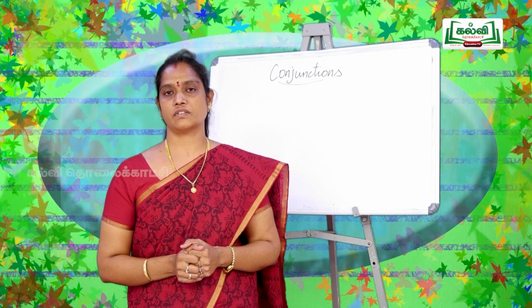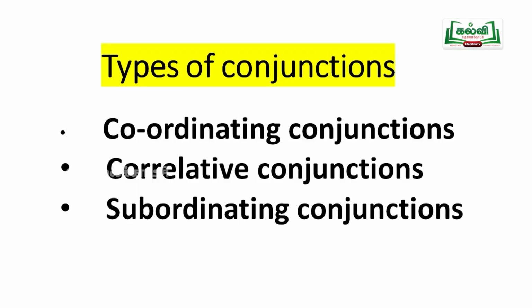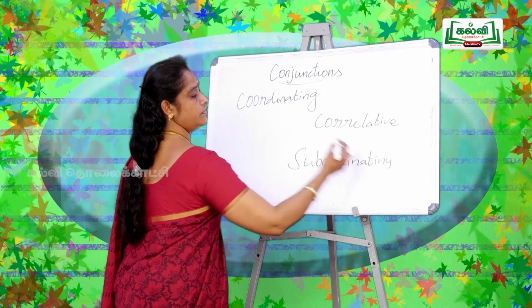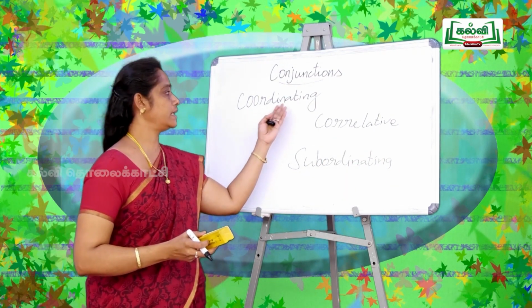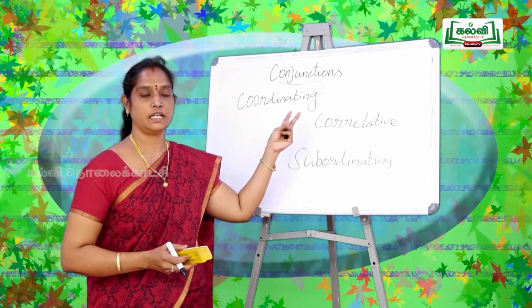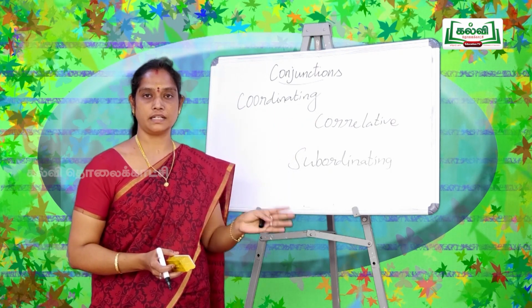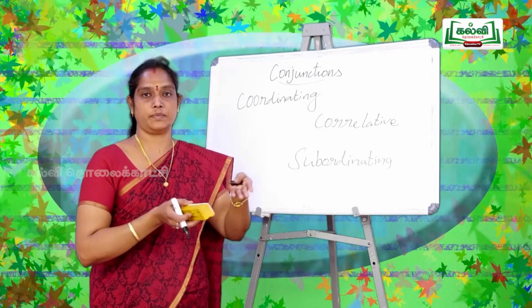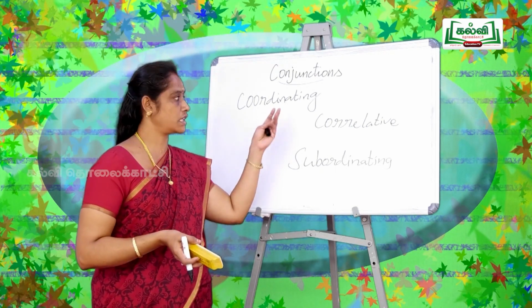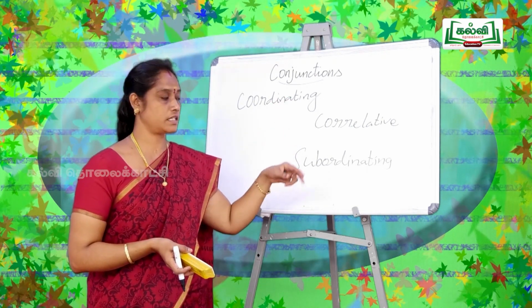In conjunctions, there are 3 types. They are coordinating conjunction, correlative conjunction and subordinating conjunction. In these words itself, you can find the meaning. Coordinating. What is the meaning of coordinating? Joining two separate sentences, coordinating them. It joins both. So it's called coordinating conjunction.